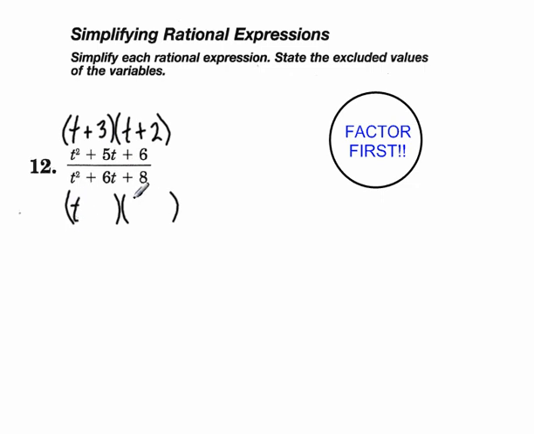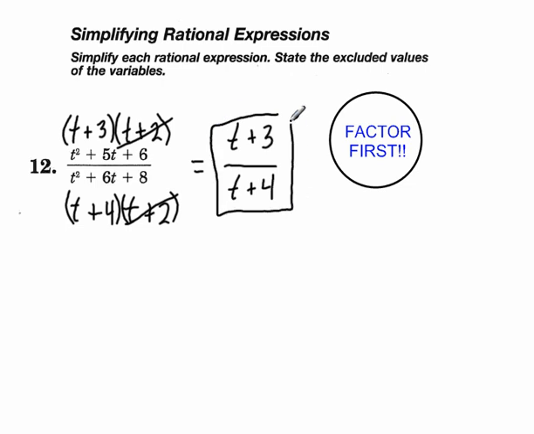Now t times t, and I need two numbers that multiply to make 8 but add to make 6. That will be 4 and 2. And everything is positive, so we'll drop those in. Now for the simplifying part, the t plus 2's are the same, so those can go away. So my answer is t plus 3 on top with a t plus 4 underneath of it, and I stop there. Remember, you cannot cancel the t's.